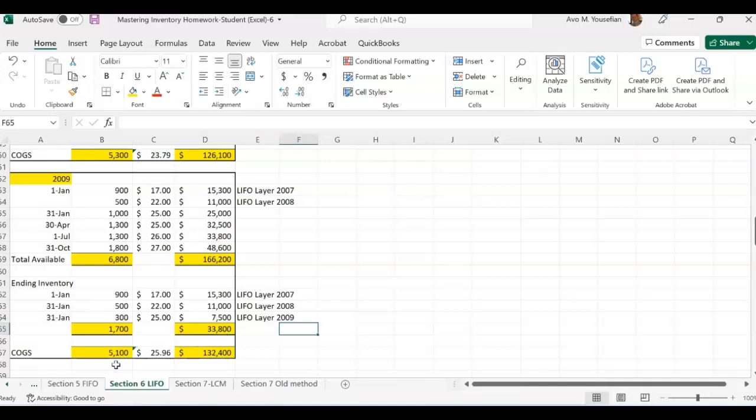Okay, so what's the cost of goods sold anyway? The cost of goods sold is available minus end. So available minus end is 5,100 units left.